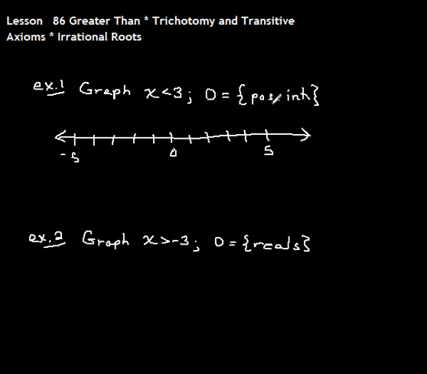And we just want positive integers. So we're not going to fill in the 3 because it's not equal to 3. We're just going to fill in the 2 and the 1, and we're not including fractions or decimals, so we just put the points on the integers, and that's your answer. So you can see how easy these are.